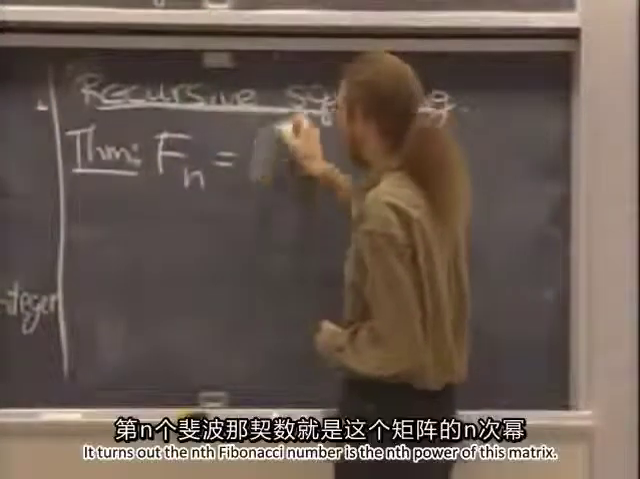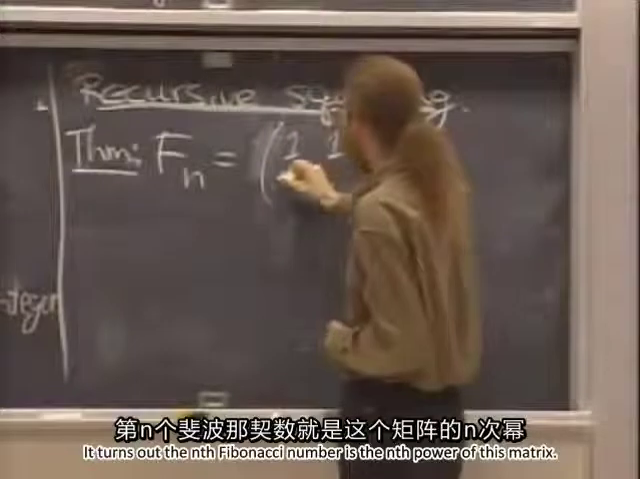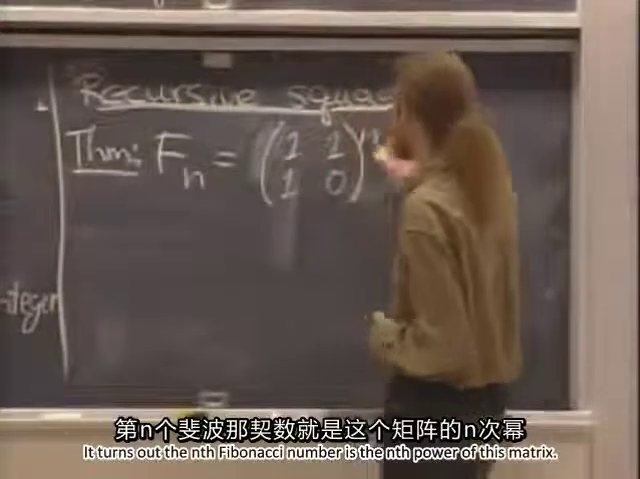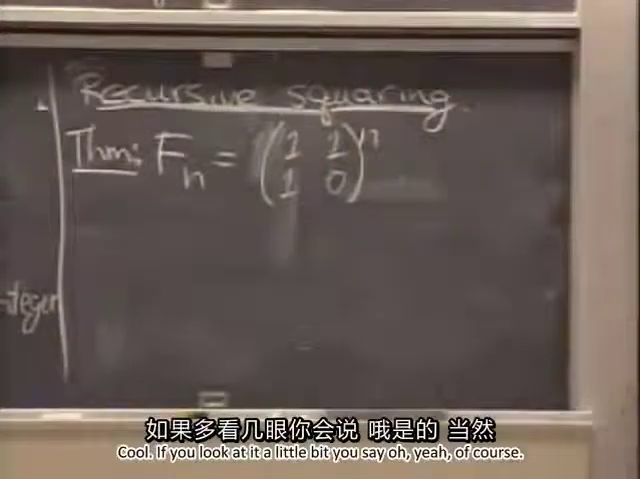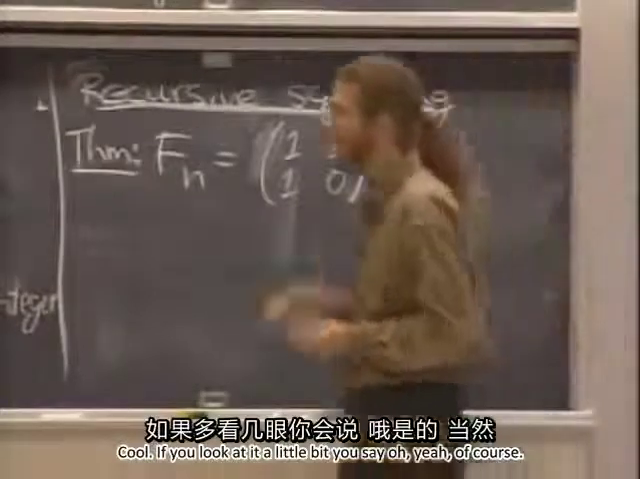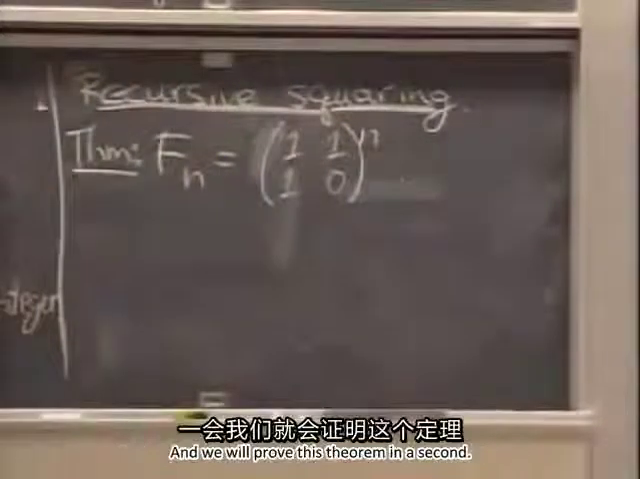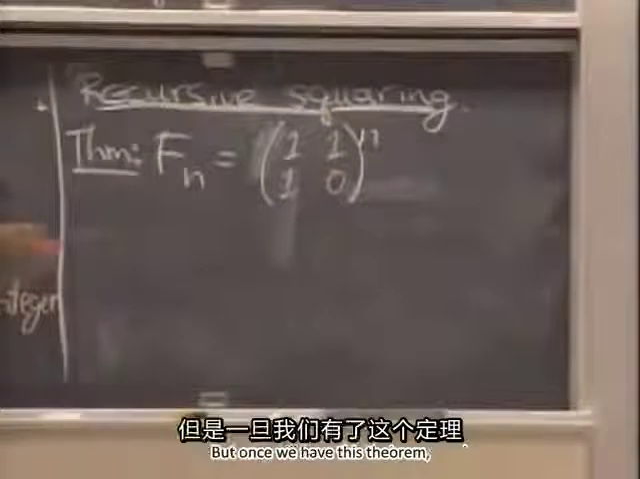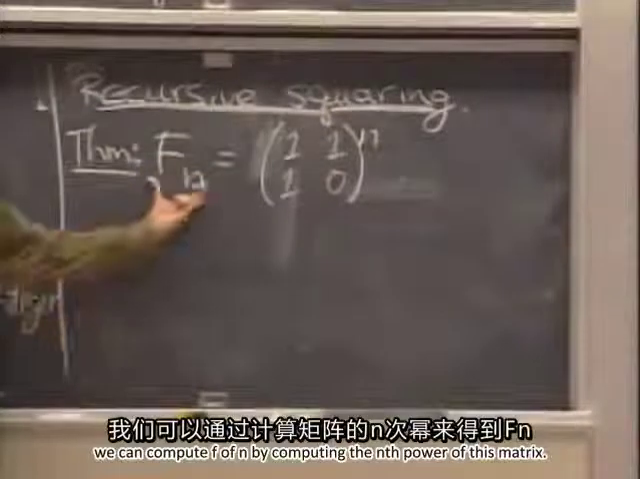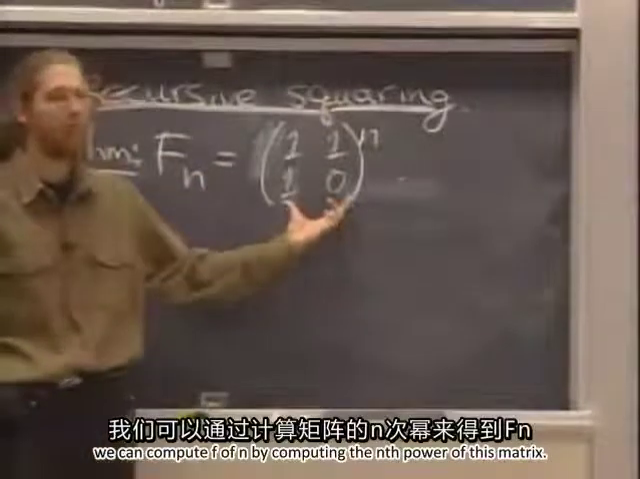Turns out the nth Fibonacci number is the nth power of this matrix. Cool. If you look at it a little bit, you say, oh yeah, of course. We'll prove this theorem in a second. But once we have this theorem, we can compute f of n by computing the nth power of this matrix.